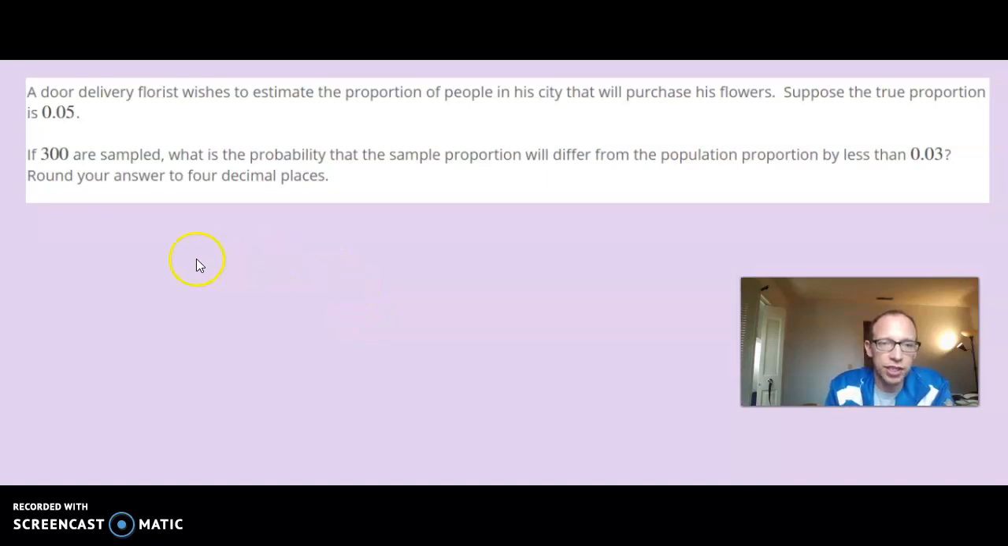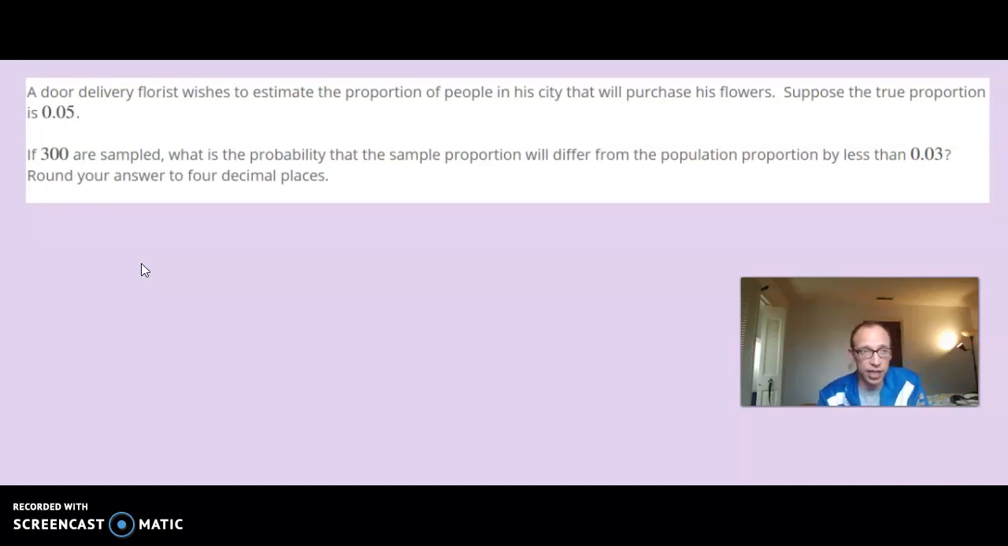Okay, we have a florist here who wants to estimate the proportion of people who would purchase his flowers. Let's assume that 5% is the actual one, but he or she may not know that, so they're going to conduct a sample randomly. We sample 300 people and try to find out if each of these people would want to purchase the flowers. And then what's the chance that this sample proportion is going to differ from that 5% by less than 3%?